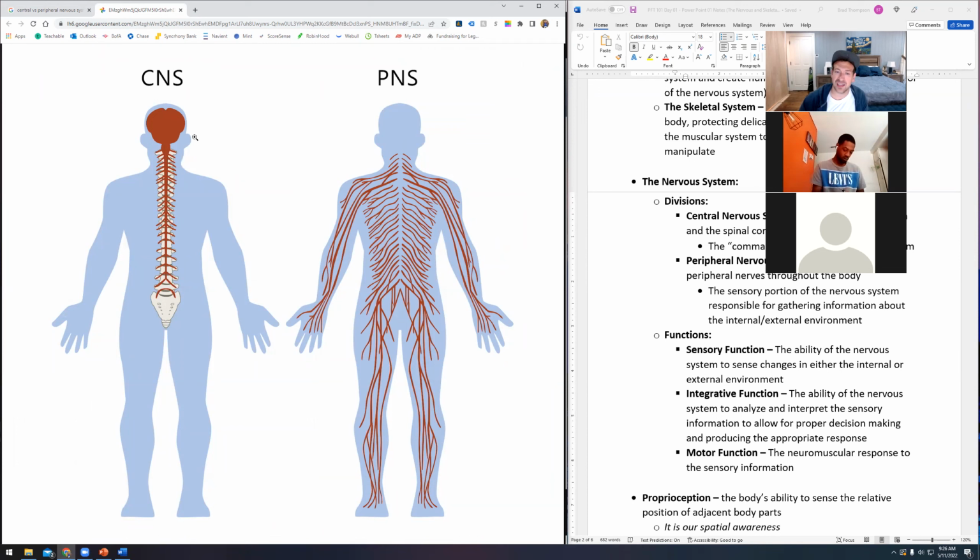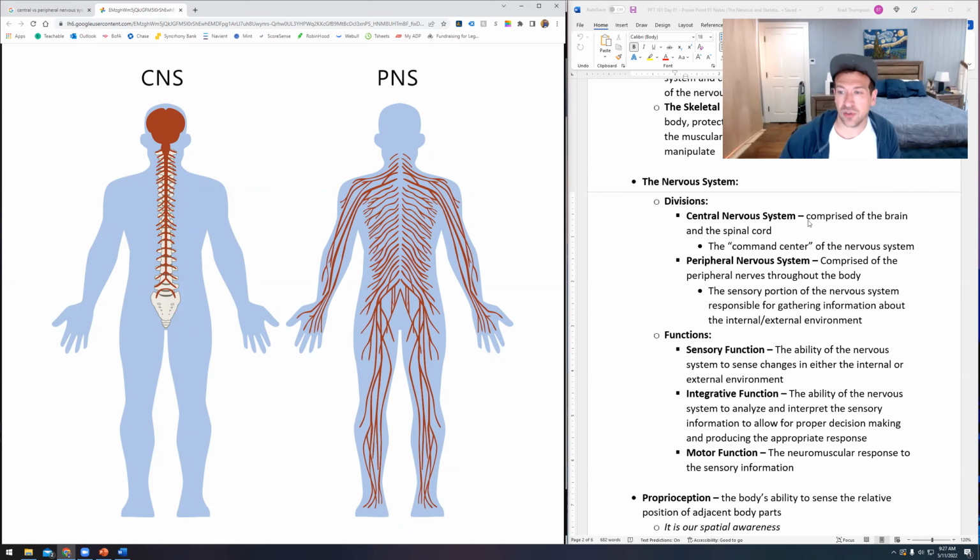If your nervous system is already the command center, this is like the command center of the command center. This is like the CEO of everything, right? And it's your brain as well as your spinal cord. That's your central nervous system. It's pretty easy to remember considering, central, it's dead center.